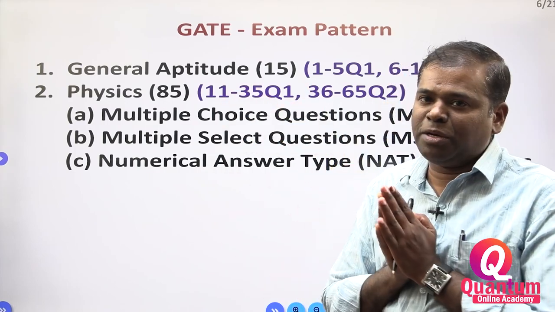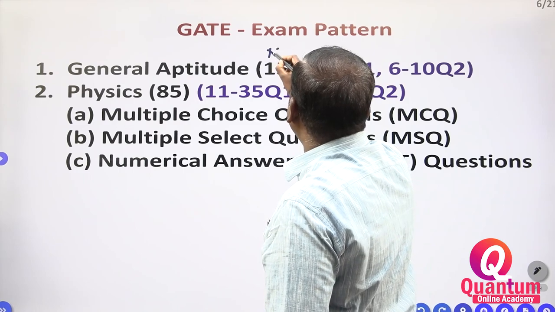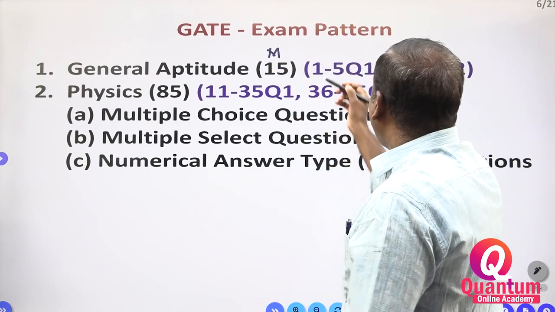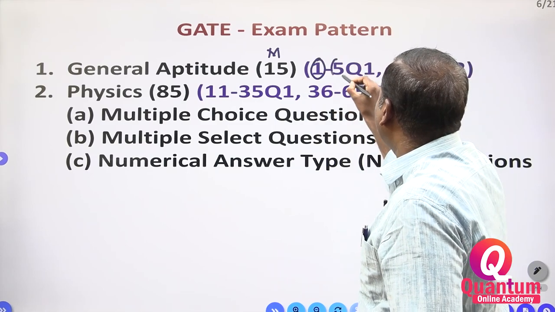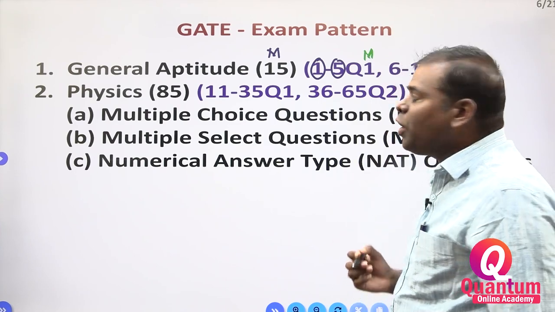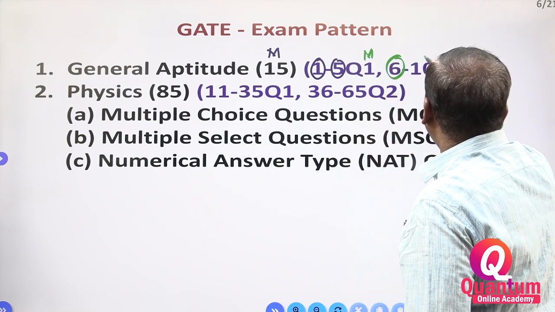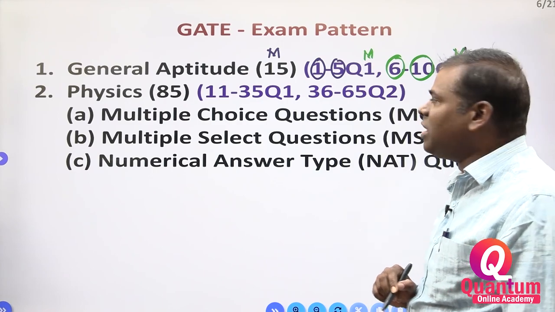General aptitude, 15 marks you may get. Questions 1 to 5 are 1 mark questions. Questions 6 to 10 are 2 marks questions. They will ask 2 marks questions.